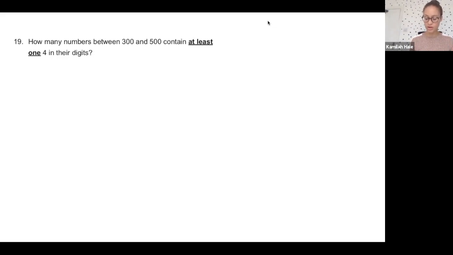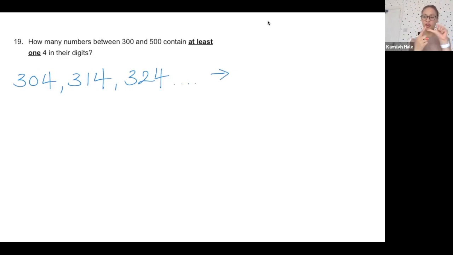So before you get too ahead of yourself, let's start with some sort of system. 304 would be a good place to start. And then what would be our next one that has a 4 in it? Yeah, we'd get 314, 324, you can see where this is going. And so how many of those numbers would we have up to 400? So 304, 314, 324, on it goes, and then we would get to 394, and there are 10 numbers like that.